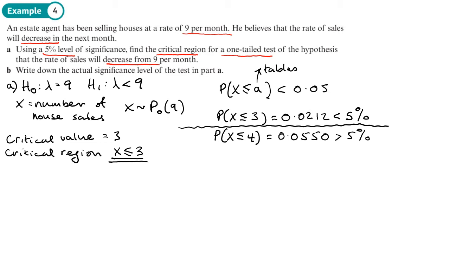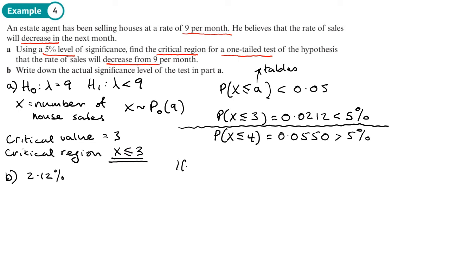Right, part B, write down the actual significance level of this test. Okay, so it's actually 2.12%. Now, if this question was about he actually sold 2 houses, well, because 2 is less than 3, it's in the critical region, then I would reject H0. Okay, so let's write some stuff down, even though it's not asking us.